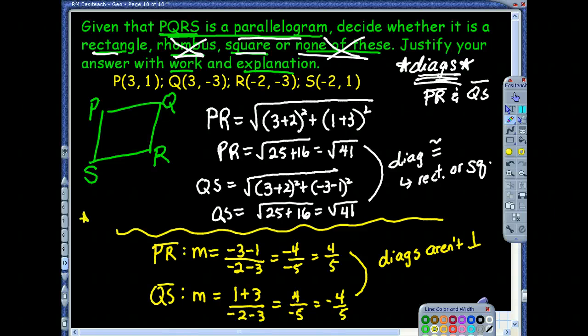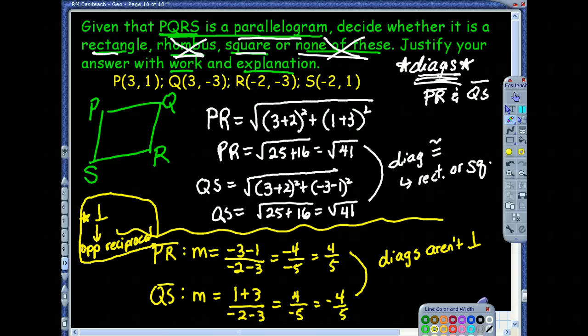Maybe make a little note here. Perpendicular means the opposite reciprocal. Make a little side note. So like she said, the slope of QS should have been negative 5/4 if they were perpendicular. So the diagonals aren't perpendicular.